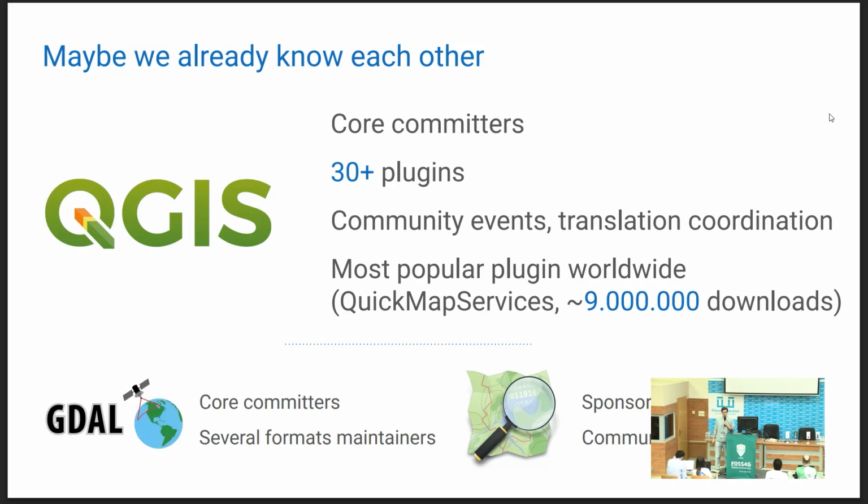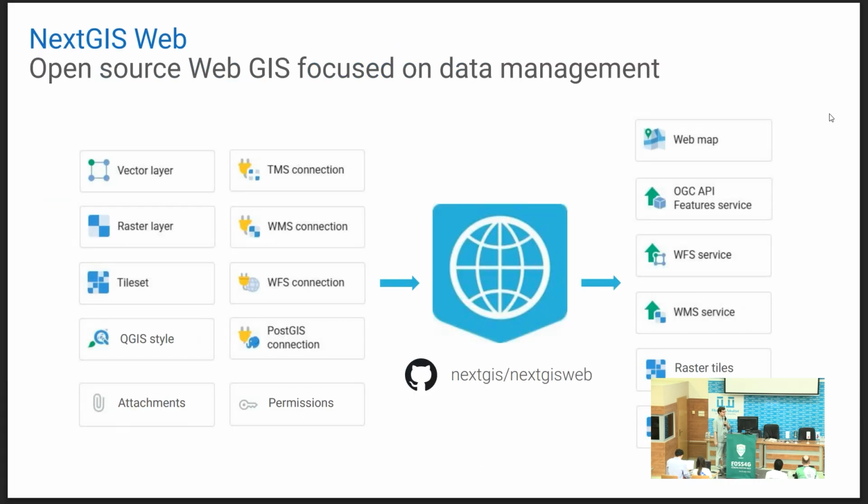So we may already know each other. Actually, we are core committers and one of the largest QGIS plugin developers in the world. Maybe you already use our plugins. For example, the most popular plugin worldwide, Quick Map Services, is ours, having almost 9 million downloads. We are community event makers, translation coordinators, and we love QGIS. QGIS is our home. We also commit to GDAL, maintaining a couple of formats inside of it, and we are long-term supporters of OpenStreetMap. So I feel myself in the right place right now, being at FOSS4GE.